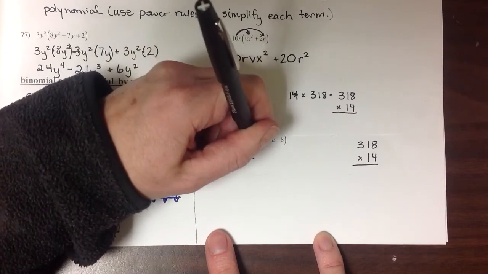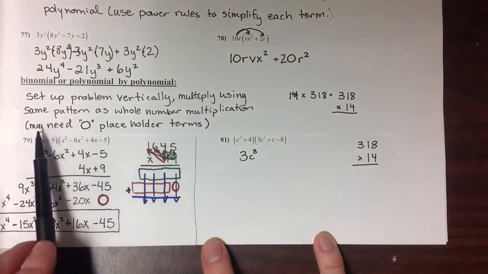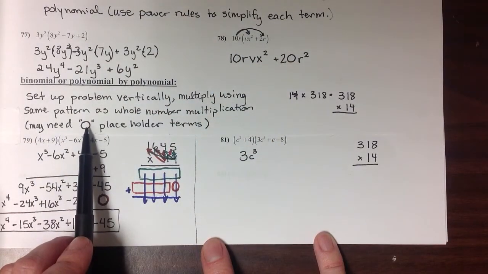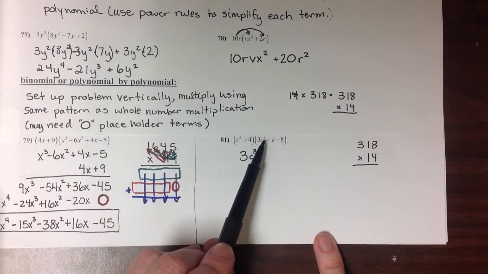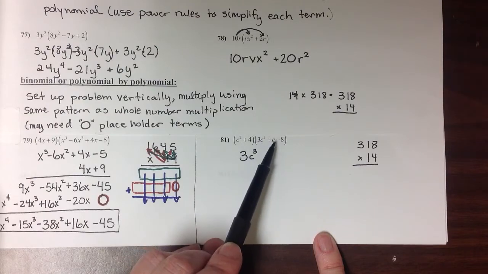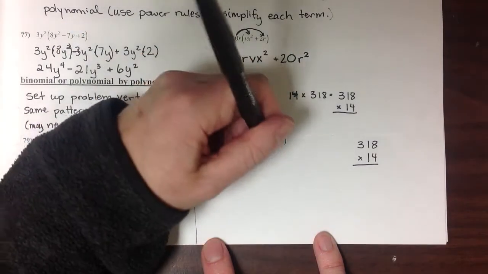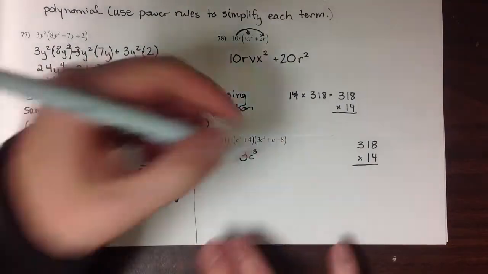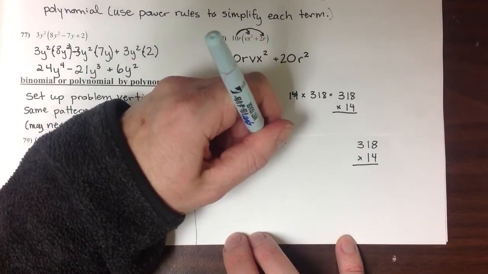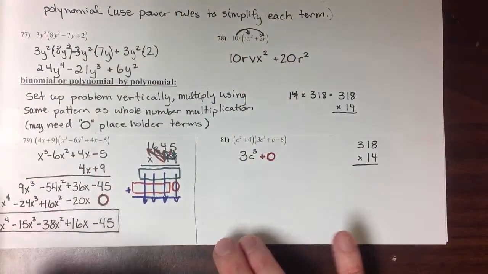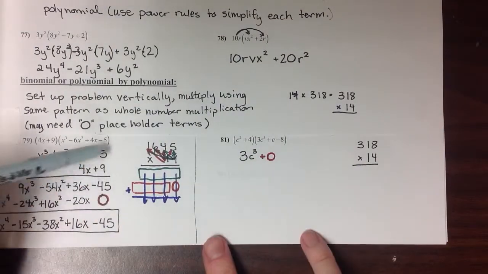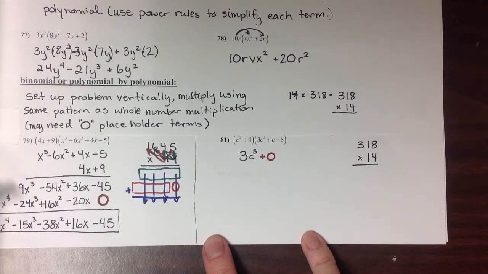3c cubed, and here's where that 0 placeholder term comes into effect. You can see that this one skips straight from cubed to just a c term. The c squared term is missing. So I'm going to put a plus 0 in there to hold its place. And the reason I do that is that then when I go to do the adding step, I'll still have all my terms lined up in the proper columns.